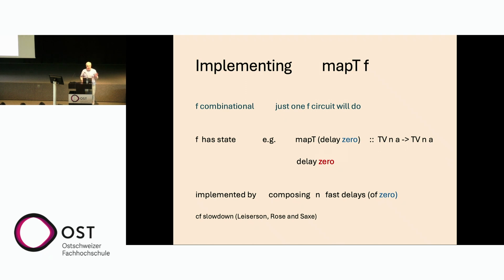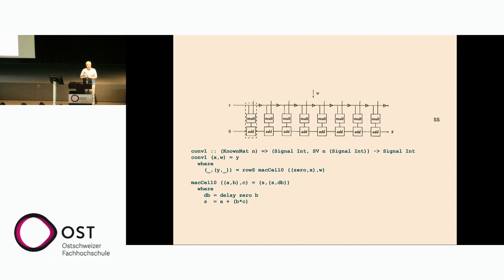And so this is related to a famous paper on slowdown by Leiserson, Rose, and Saxe, which is also a beautiful paper. So we can go back and we can write down Wayne Luk's examples. So here's the original one with the rho S. It's a convolver.